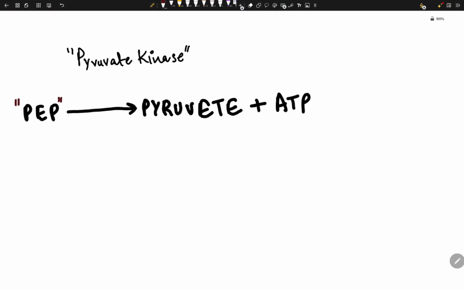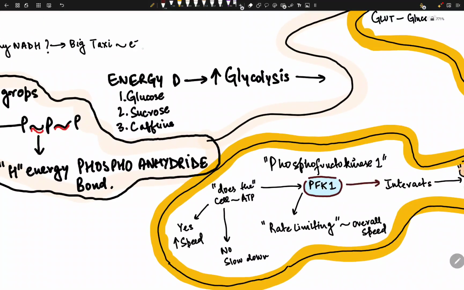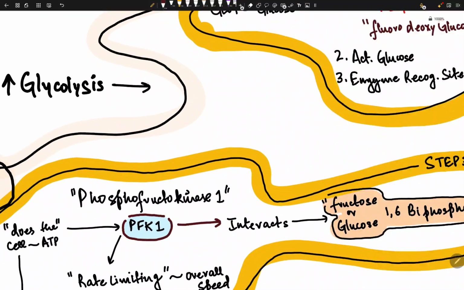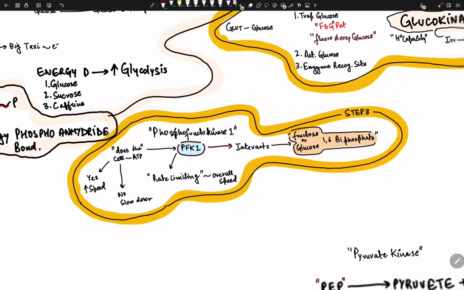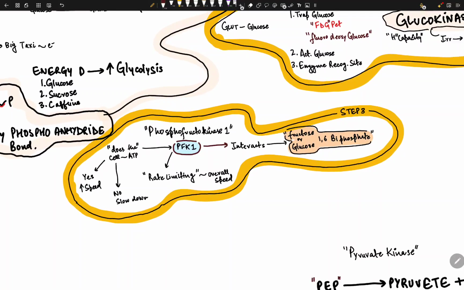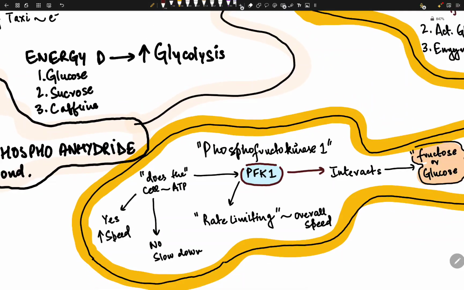So again, we come to that energy drink question. Why does an energy drink increase pyruvate kinase? First of all, what's an energy drink? An energy drink is just glucose, sucrose, and caffeine. So which irreversible enzyme increases activity? The question will ask you this. The answer is pyruvate kinase.